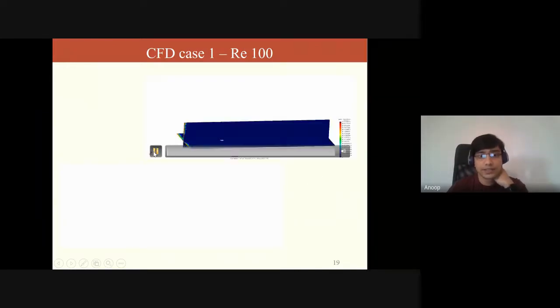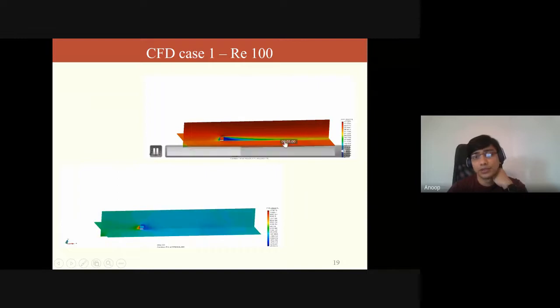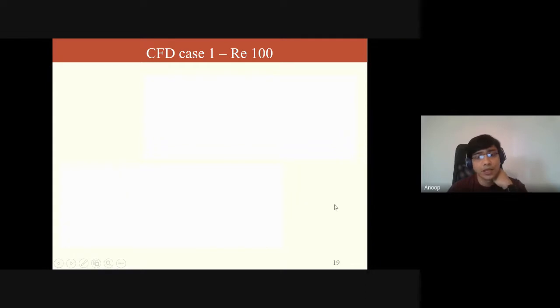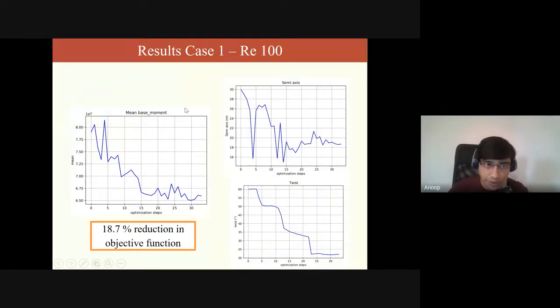And one of our test cases is a low Reynolds number. So it's a steady flow at Reynolds number 100. You can see the pressure and flow is steady. And for that, we have the optimization results for the mean of the base moment. In principle, it goes down by around 18%, in around 30 optimization steps. And also the twist has a nice flow, and the semi-axis is a bit oscillating. And this could be due to the complexity of the problem.